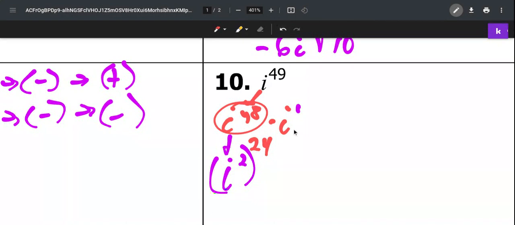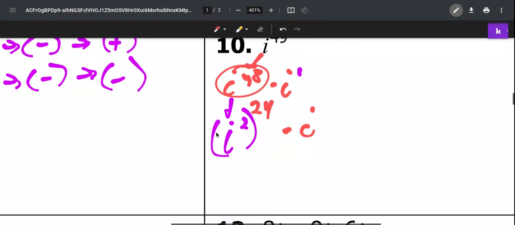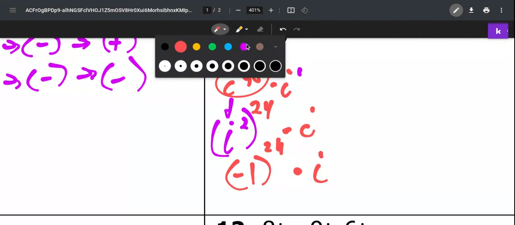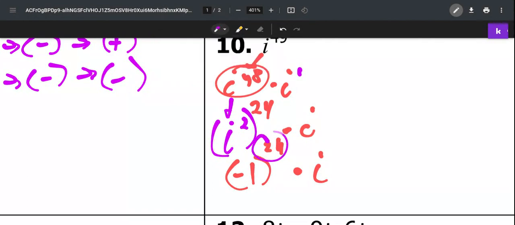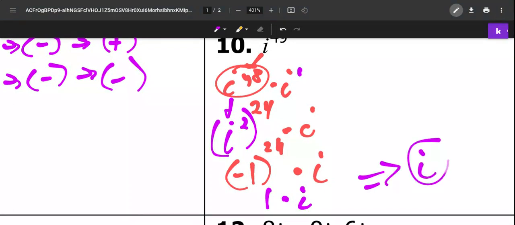All right. So now this portion just keeps getting brought down because you'll see what we'll do with it in a second. So that's just going to stay as i. Now, I'm going to replace this with -1, the i squared, because it's always -1, to the 24th times i. Now, this portion, I can just say 24 is an even number. If this is negative, then it's going to become positive. So that's just going to become 1 times i, which means the answer is i.